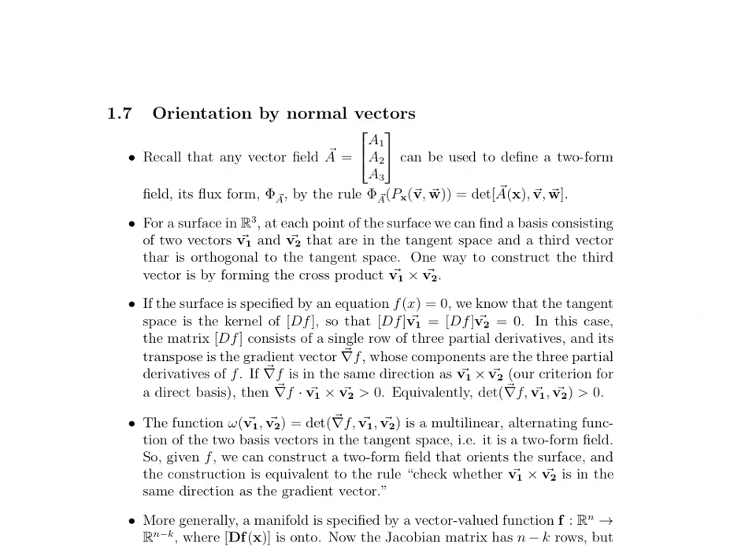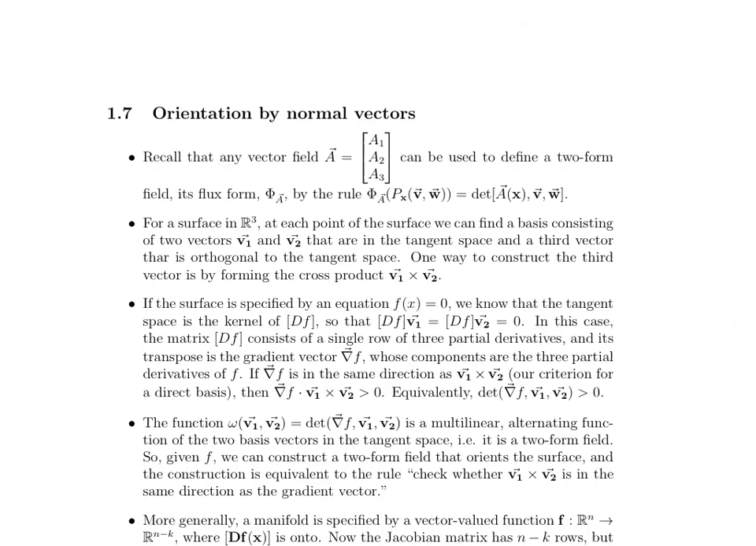Now, if you have a surface that is specified by an equation, f of x equals 0, we know that the tangent space is the kernel of df. So if you take v1 and v2, the two vectors that were in the tangent space, df should map them to 0. And in this case, the matrix df consists of a single row of three partial derivatives, and its transpose is the gradient vector whose components are the three partial derivatives of that function f.